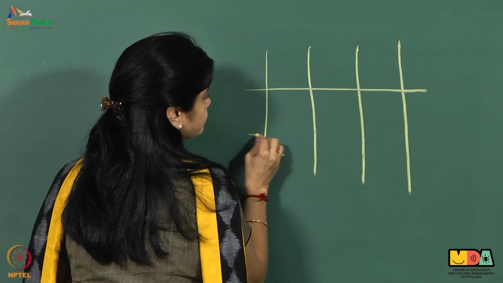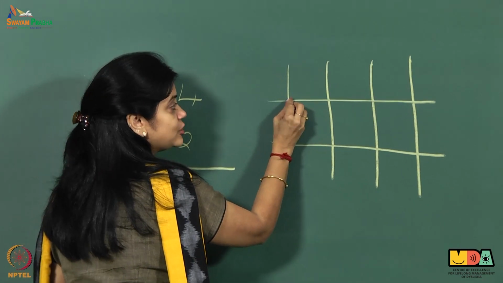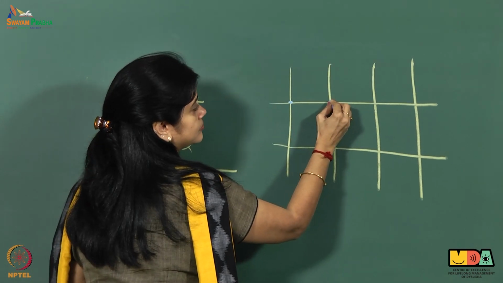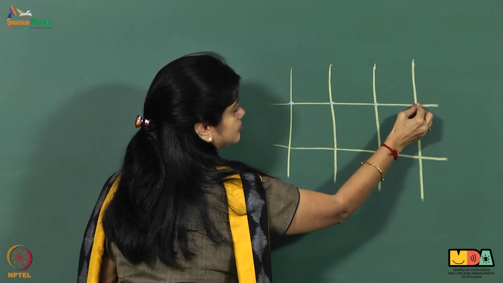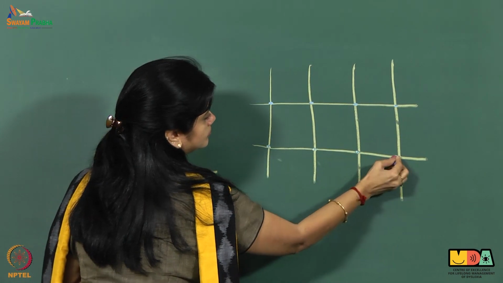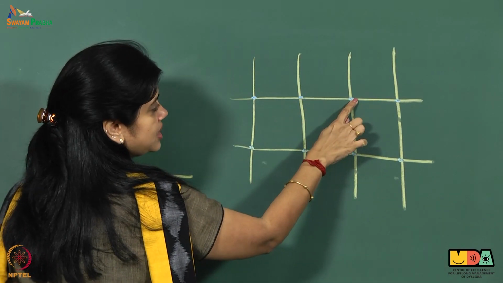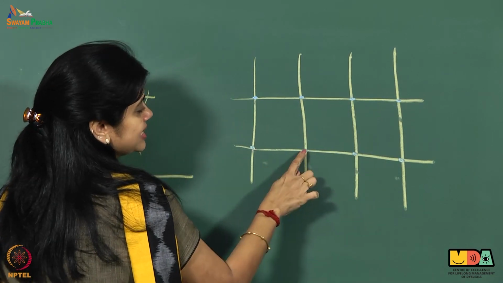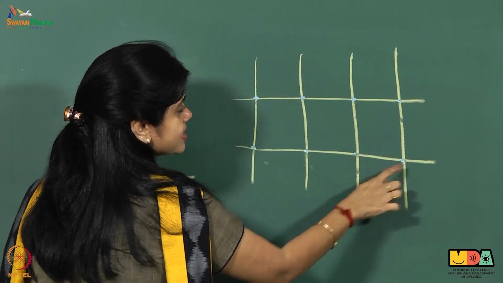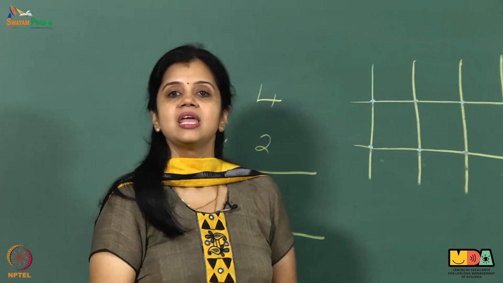Horizontal lines. Ask them to count 1, 2, 3, 4, 5, 6, 7 and 8. This way, even if they are not able to learn tables by rote, they can use this and find out the answer easily.